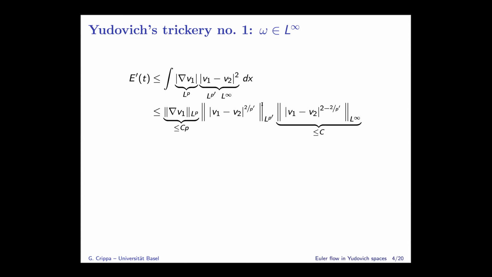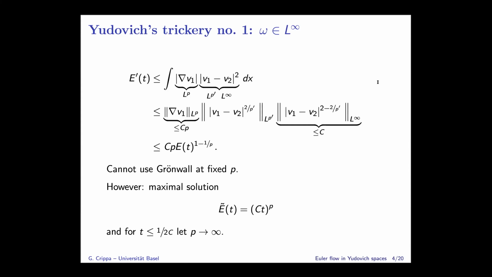I chose things here in such a way that I get again some relative energy. And then I have this quantity in front, which is controlled by C times p because of the Calderón-Zygmund inequality, the quantification of the norm. And then all in all, I obtain the following: E prime controlled by C p E to the 1 minus 1 over p. Basically now I cannot do anything at fixed p, but I can think of optimizing in p, or something very similar. For p fixed but finite, I consider the maximal solution, which is just this function here, (Ct) to the p. And then, at least for short times, so t less than 1 over 2C, I can send p to infinity, and I get that the energy has to be equal to 0.